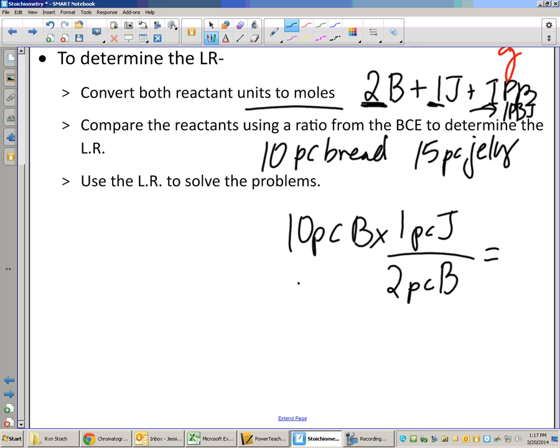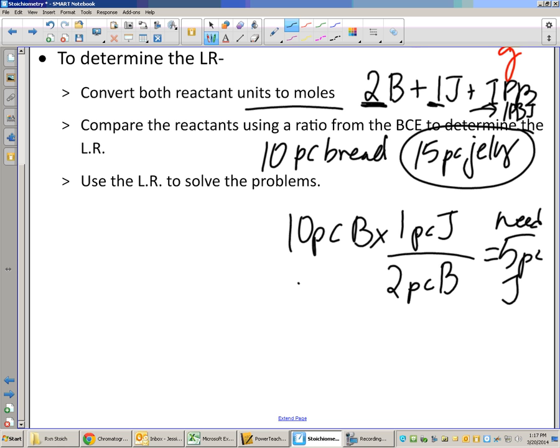You just did that in your head, right? 10 divided by 2 is 5 pieces of jelly needed. Did I have 5 pieces of jelly? Yeah, I had way more than that. So my jelly's not running out. What was running out? Bread.